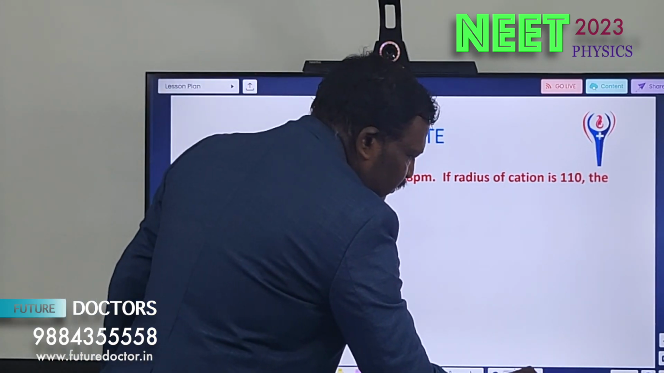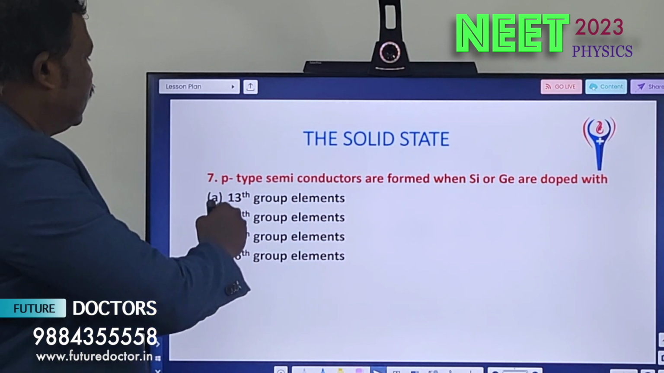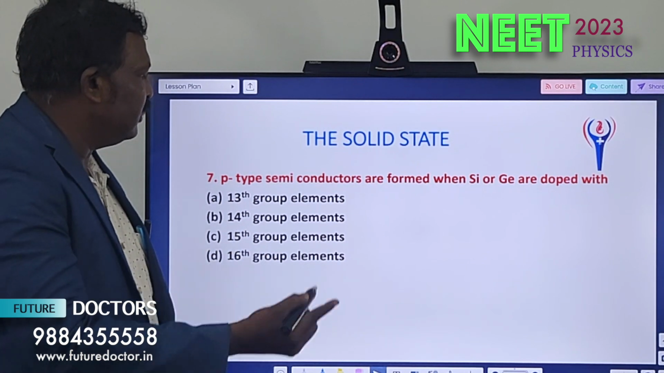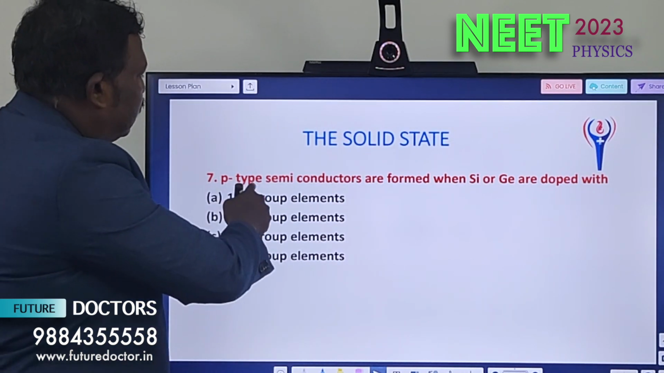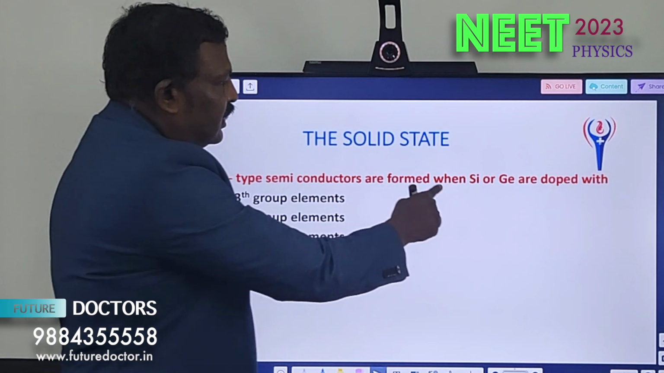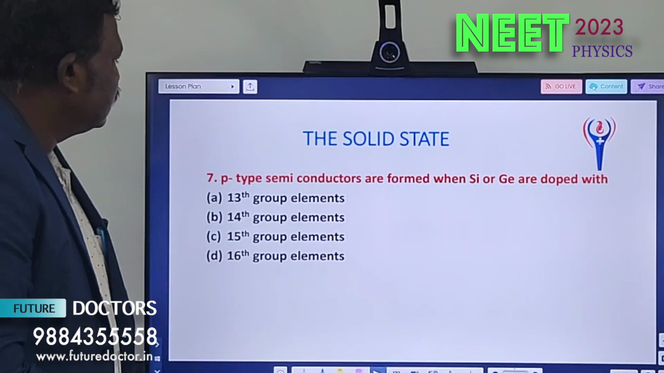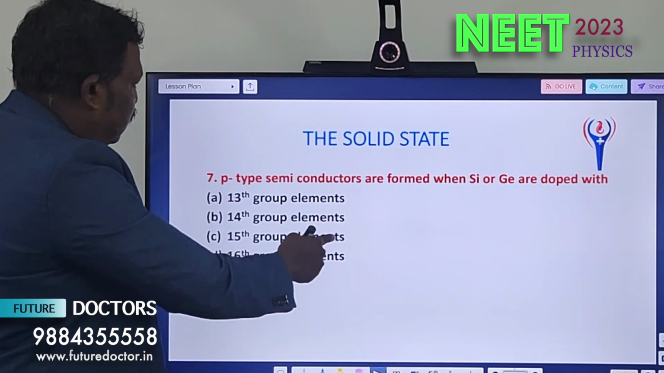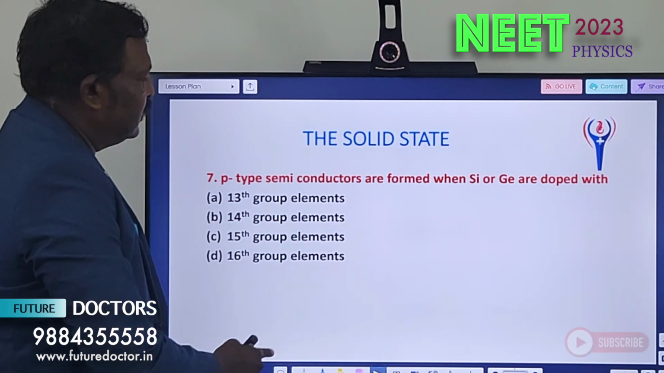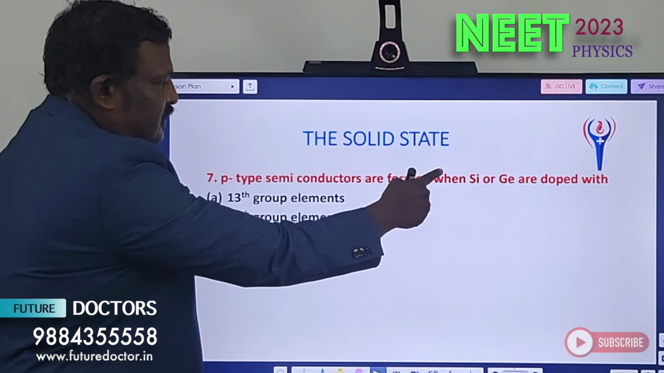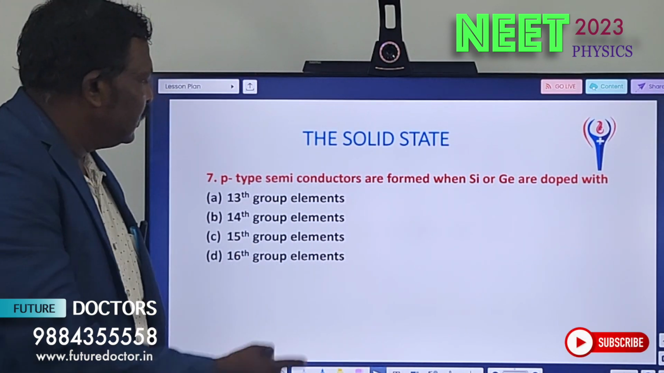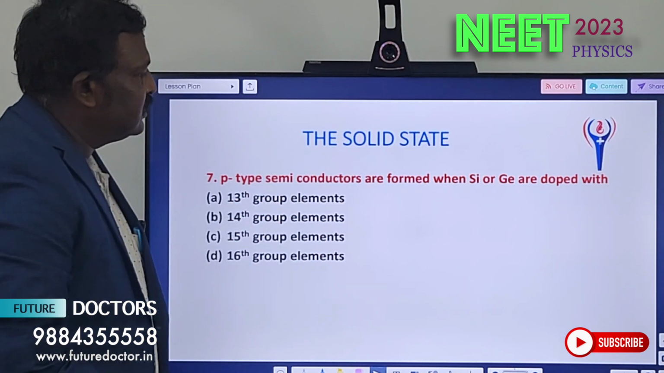Okay, next one. This is one theoretical question. We have types of semiconductor, N type, P type. How will you identify? Here, P type semiconductors are formed when silicon or germanium are doped with dash. Option A 13th group elements, 14th group elements, 15th group elements, 16th group elements. Which group elements, when silicon or germanium is doped, give us P type semiconductor? If you know this, you can use it to get the answer.